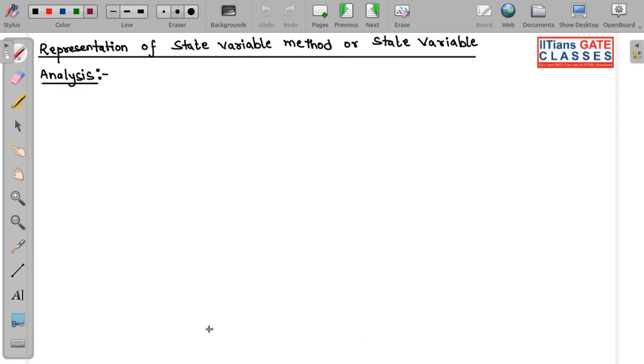Now, how do we represent a system using the state variable method, or state variable analysis? Let us see that. First let me write the expression. These are all represented in matrix form. First I will write the matrix form, and then I will also write the order of the matrices.